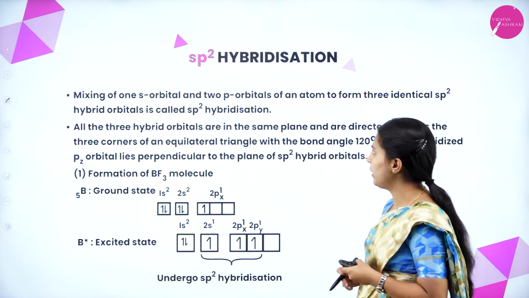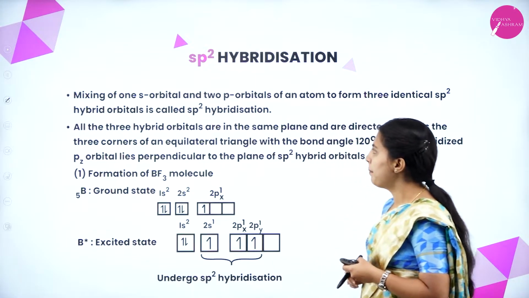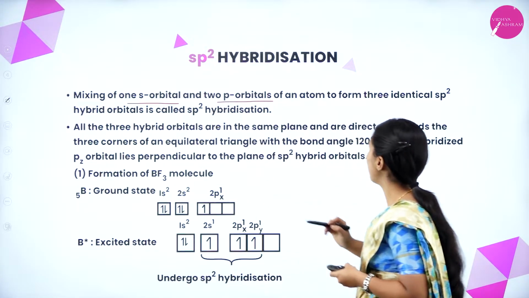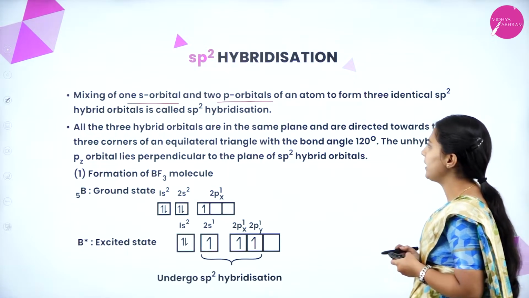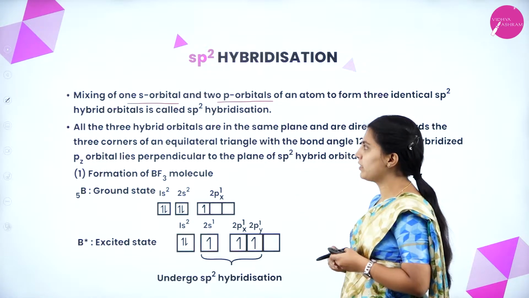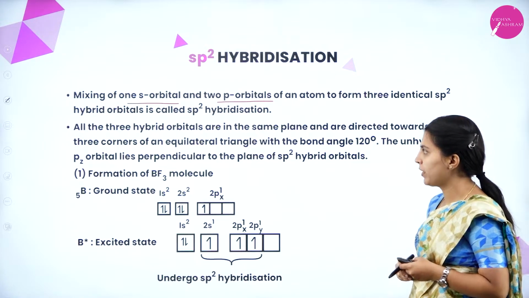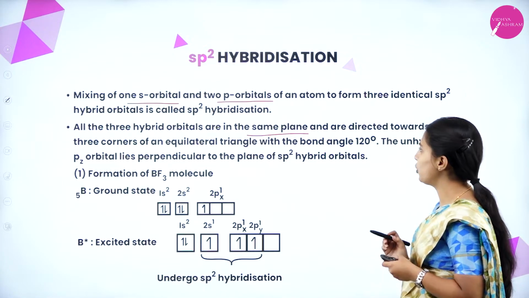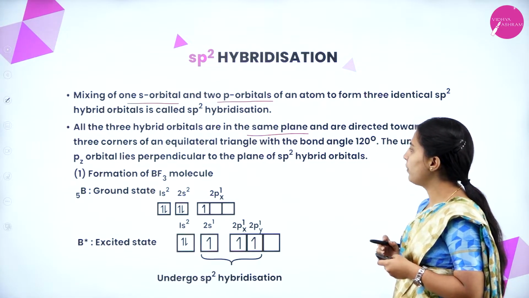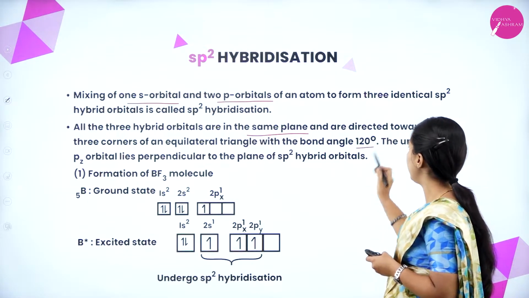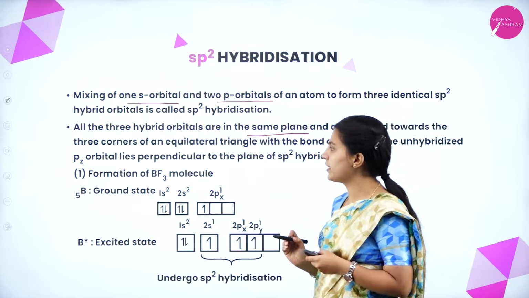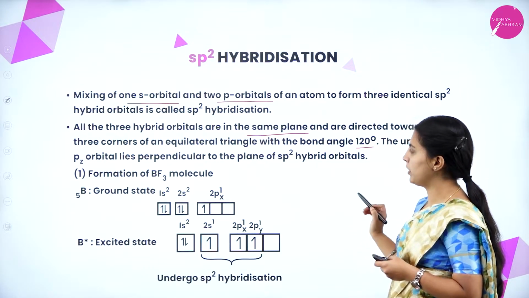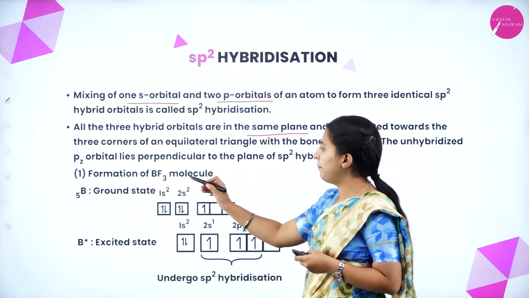Okay. Next one, sp2 hybridization: mixing of 1 s orbital and 2 p orbitals of an atom to form 3 identical sp2 hybrid orbitals is called sp2 hybridization. All the 3 hybrid orbitals are in the same plane and are directed towards the 3 corners of an equilateral triangle with the bond angle 120 degree. The unhybridized pz orbital lies perpendicular to the plane of sp2 hybrid orbitals. What is the example? BF3.